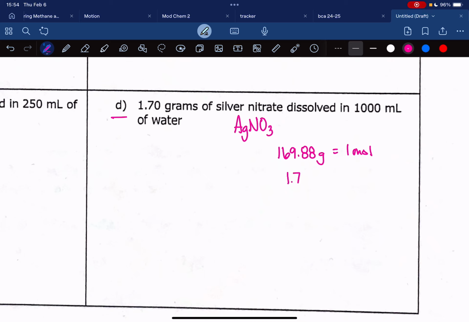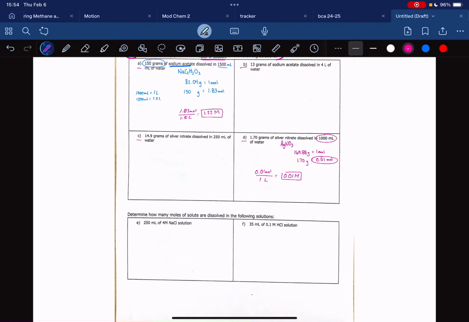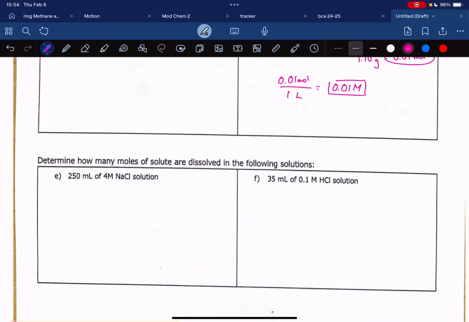I have way less than that. I have only 1.70 grams, so I should expect this to be way less than 1 mole. And my calculator tells me this is 0.01 moles of silver nitrate. That's the first piece. And then I also know that this is 1,000 milliliters, so that's 1 liter. So to get my molarity, I'll go 0.01 moles divided by 1 liter to be 0.01 molar, and that's it. There's my answer.